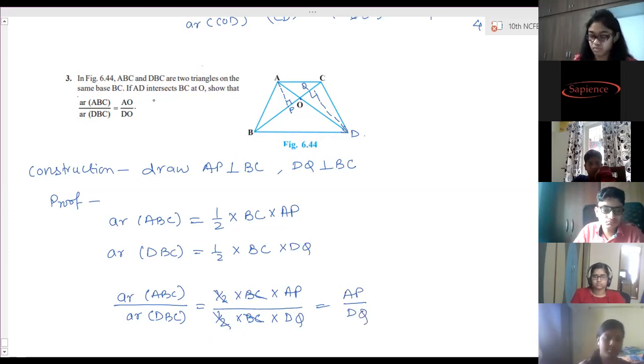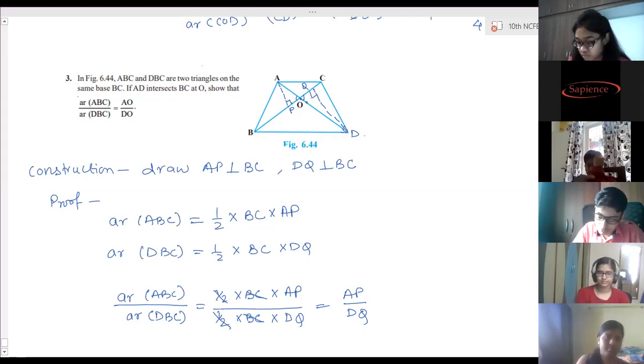So the ratio is equal to AP by DQ, we got. But what we need, we have to show it is equal to AO by DO. So what we have to do is prove triangles APO and DQO similar. For that we can prove by taking 90 degrees. Angle P is 90, angle Q is 90, and these are vertically opposite angles. So therefore by AA similarity, these two triangles are similar. And therefore by CPST, AP by DQ is equal to AO by DO.